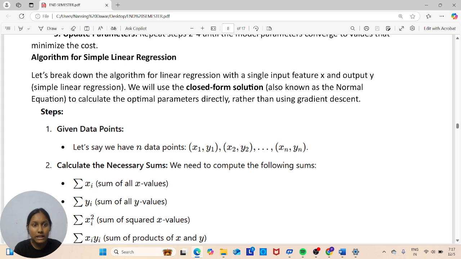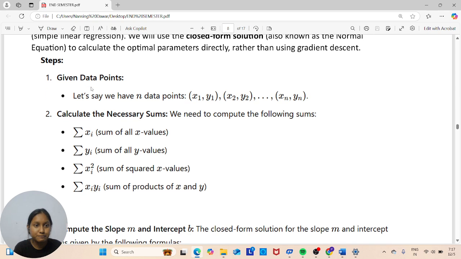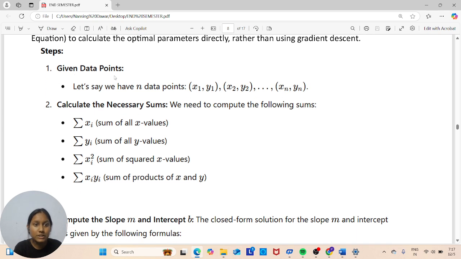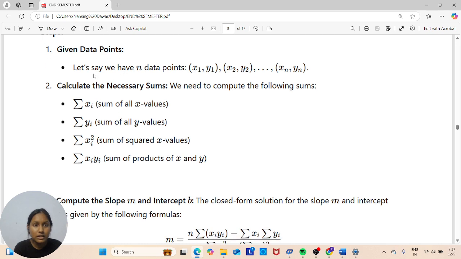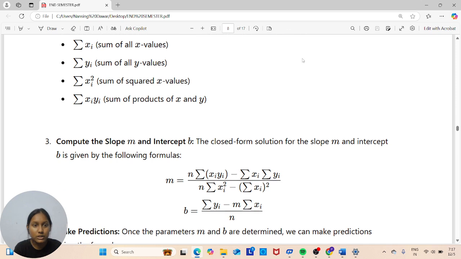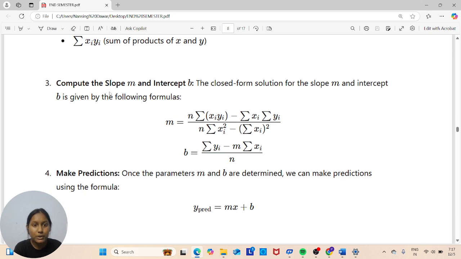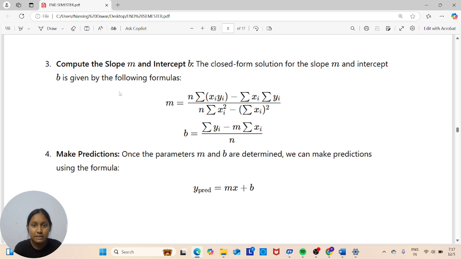Now we will see the algorithm for simple linear regression. Let's see it. First step is given data points. Let's say we have n data points x1, y1 up to xn, yn. Second step is to calculate the necessary sum. We need to compute the following sums: summation of xi, summation of yi, summation of xi square, and summation of xi yi.